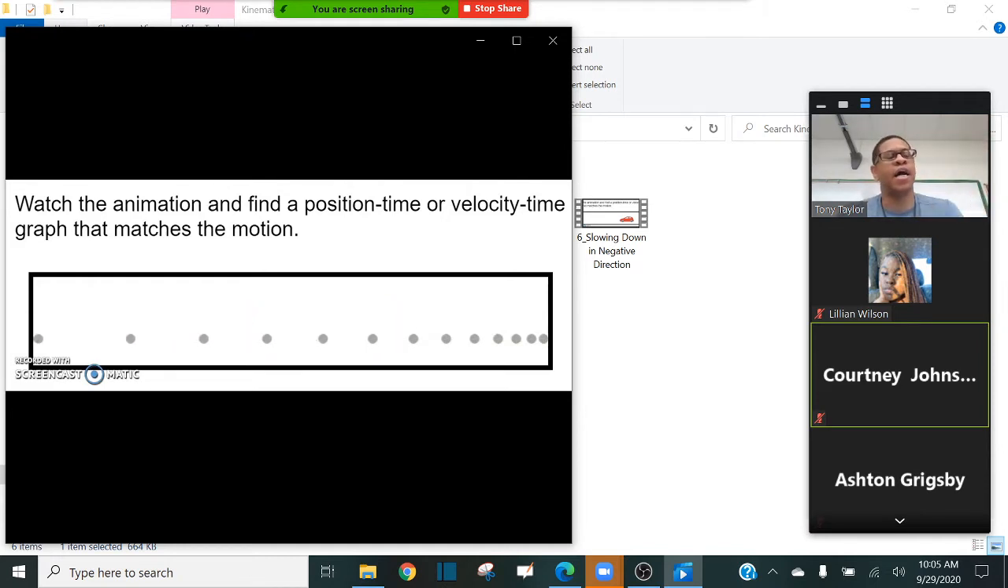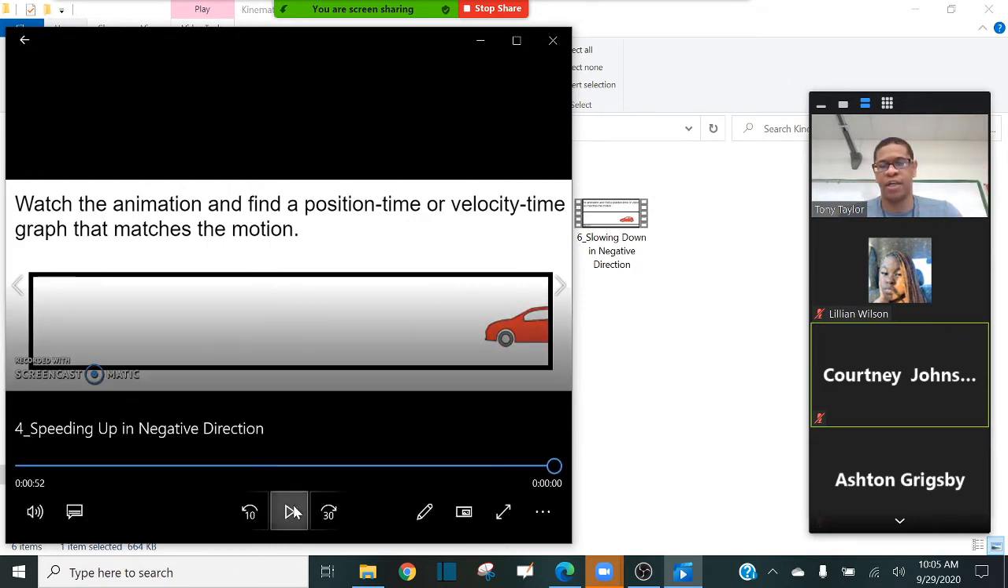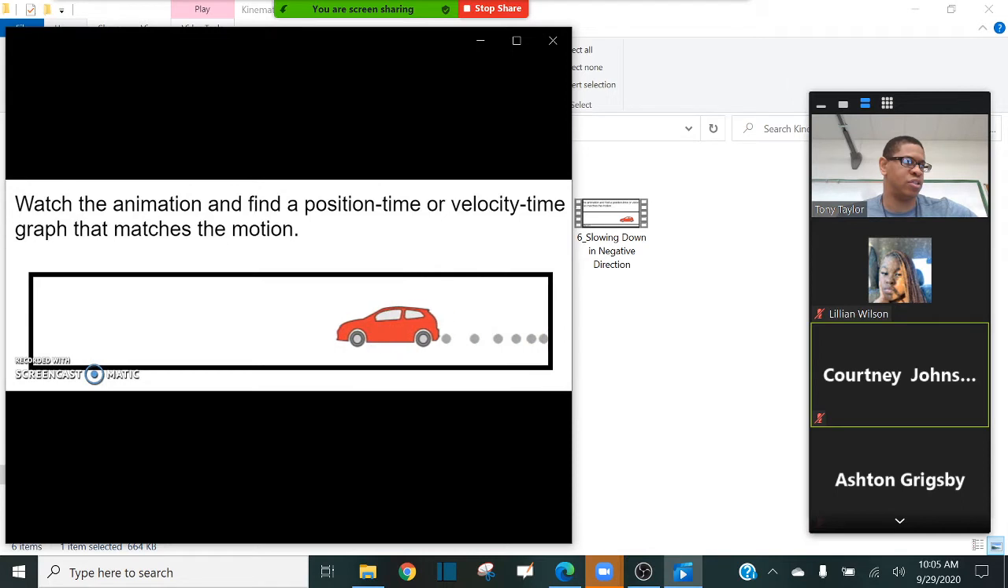If it's speeding up, the signs have to be the same. The signs have to match. That's very, very important that you guys remember that. If you're slowing down, the signs are going to be different. If you're speeding up, the signs have to match. That's a general rule that I need for you guys to remember.